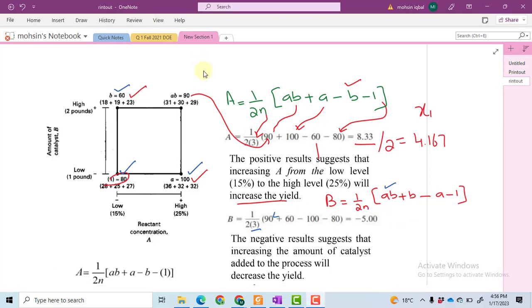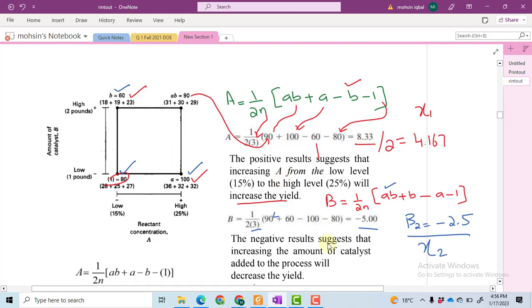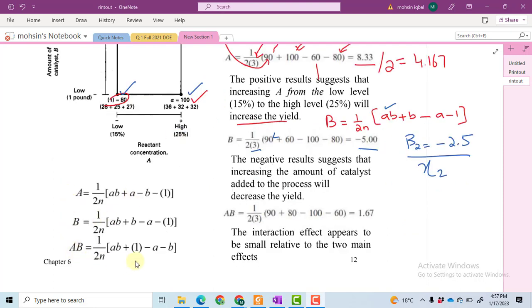Upon calculation, we got the effect of B as -5. When we divide this -5 by 2, we get beta 2 equal to -2.5. This is the regression coefficient, or you can say the slope of the variable x2, where x2 is the catalyst. The negative sign suggests that increasing the amount of catalyst added to the process will decrease the yield. Here all three formulas for calculating the effects of A, B and AB are mentioned.